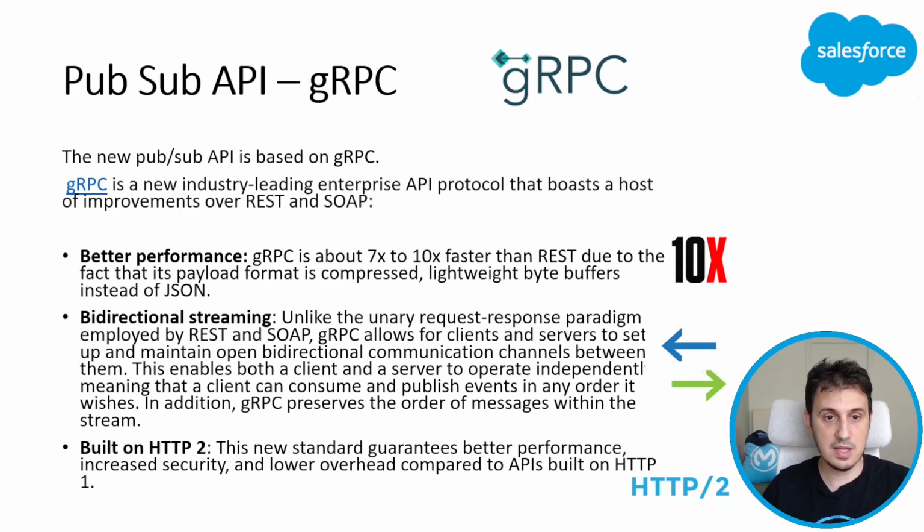gRPC is a new industry standard enterprise API protocol that is an improvement over REST and SOAP. This improvement includes better performance, because gRPC is about 7 to 10 times faster than REST, due to the fact that its payload is compressed in lightweight bytes instead of JSON. We have bidirectional streaming, unlike REST and SOAP, where there is a client and a server. And it's built on HTTP/2, a new standard that guarantees better performance and increased security.